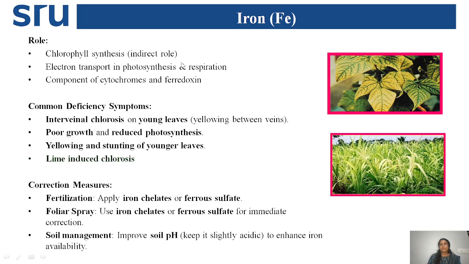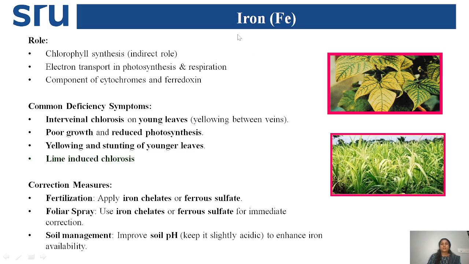If you see the chlorophyll structure or formula, it's C55H72O5N4Mg. In that structure, we are not finding iron, but it has an indirect role in the synthesis of the chlorophyll molecule. So in the absence of iron, the plant faces chlorosis. There is no chlorophyll content, meaning the leaves become yellow. That's why chlorosis is the common symptom of iron deficiency.